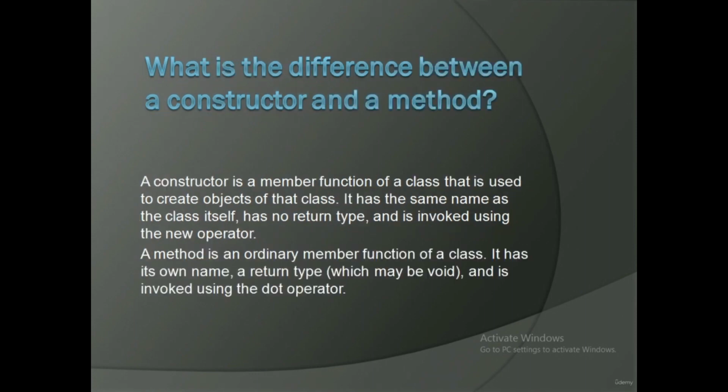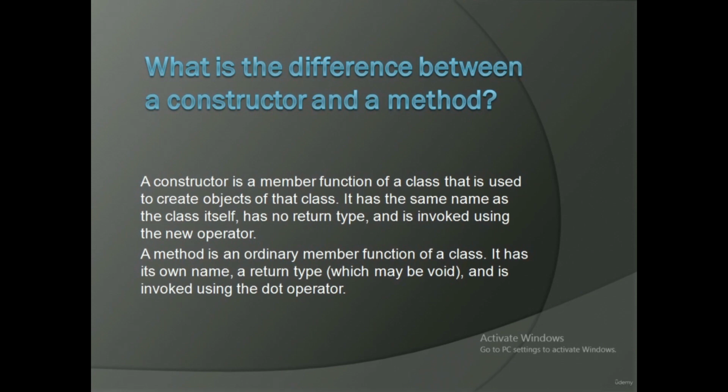Let's see another one. What is the difference between a constructor and a method? A constructor is a member function of a class that is used to create objects of that particular class. It has the same name as the class itself, has no return type, and is invoked using the new operator. A method is an ordinary member function of a class. It has its own name, a return type which may be void, and is invoked using the dot operator.